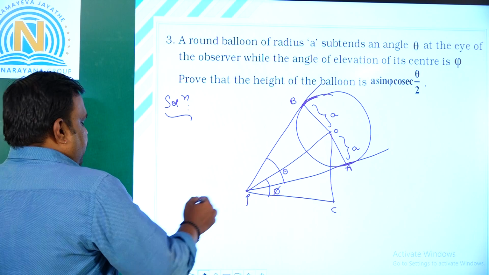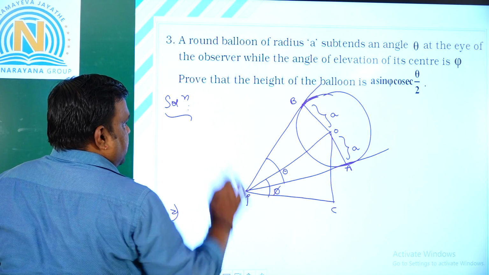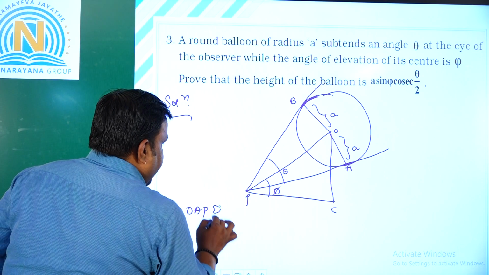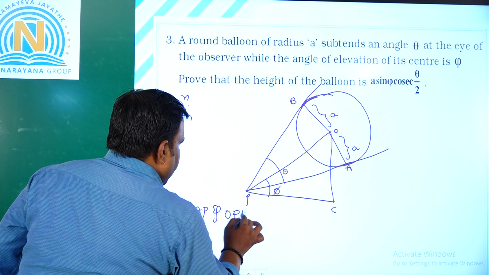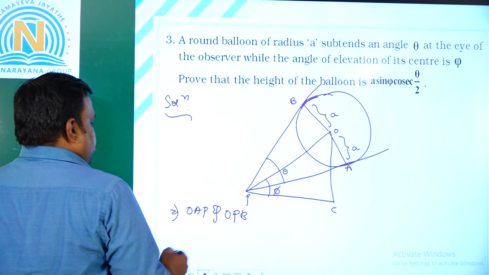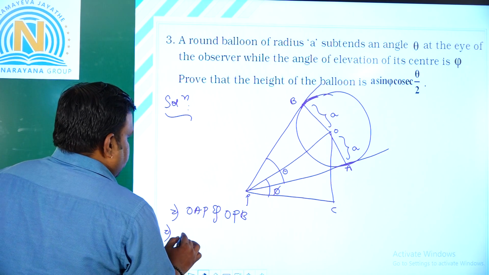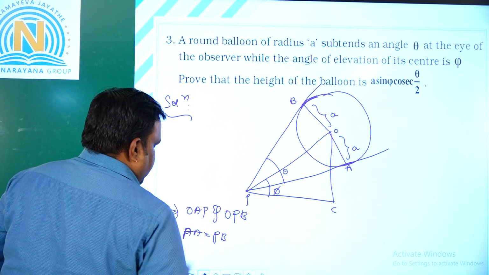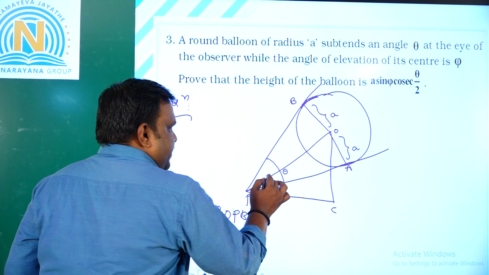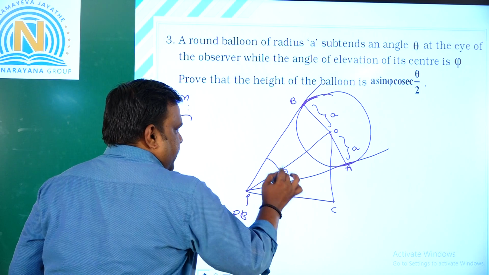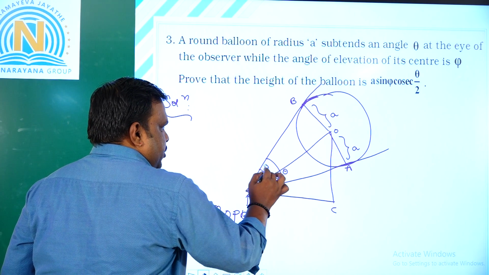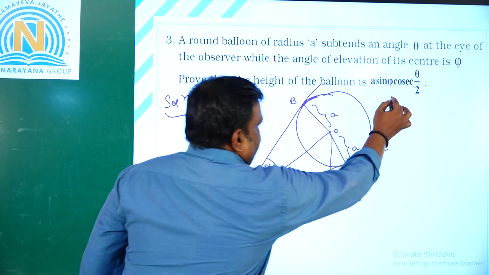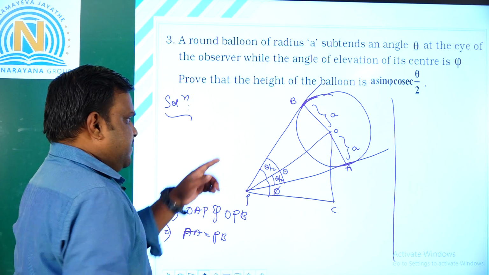Now, if you observe this part clearly, OA is equal to OB. So OAP and OPB are two triangles which are congruent to each other. Directly we can prove from this. Therefore PA is equal to PB. So when PA is equal to PB, these angles will also be half. If the complete angle is theta, this will be theta by 2 and this will also be theta by 2. Now let us start simplifying this.